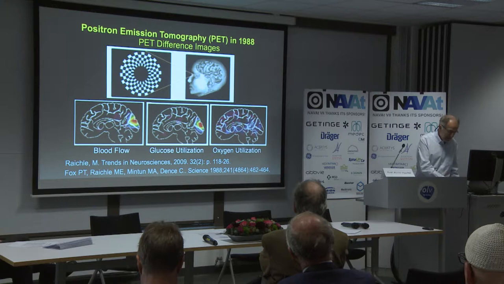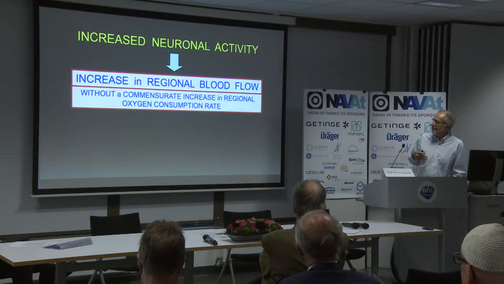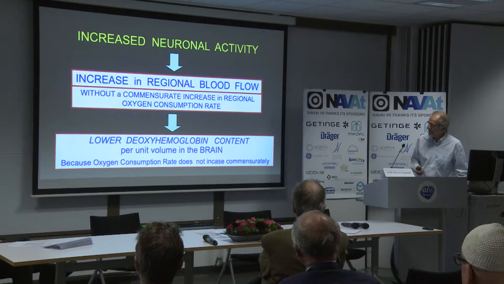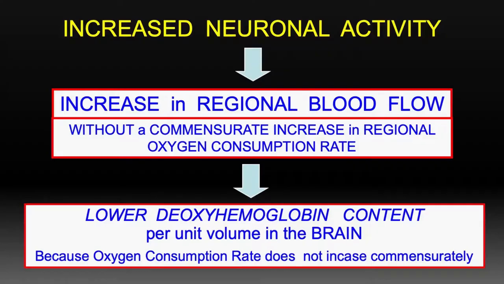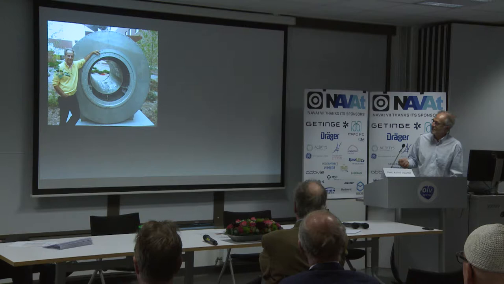But that leads to an interesting situation. So you have increased neuronal activity, you have increased regional blood flow now, and then you have a situation where you don't have a commensurate increase in regional oxygen consumption rate. Well, there's an imbalance there. That leads to a lower deoxyhemoglobin content per unit volume in the brain. So deoxyhemoglobin content for MR people is a very, very interesting molecule. It is very magnetic. So if you now take a big magnet like this one here, which is what I started working with when we were trying to develop this technique.